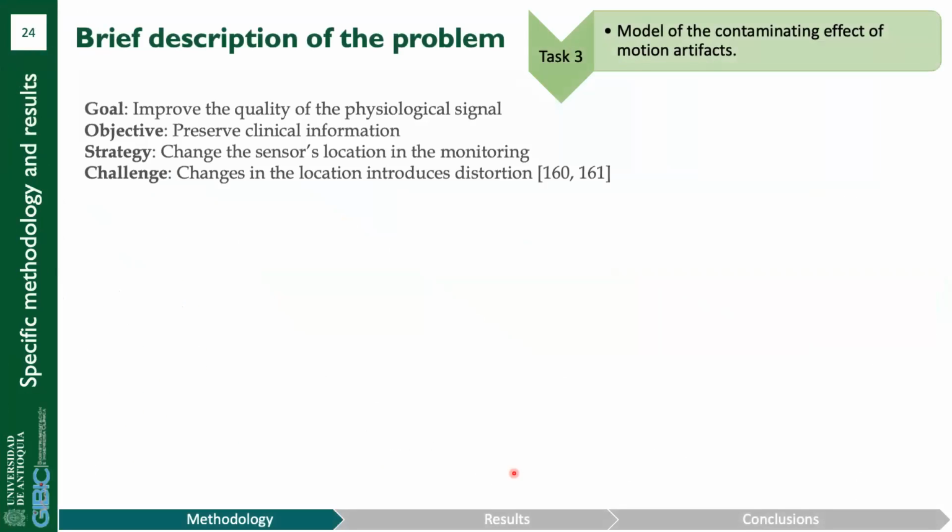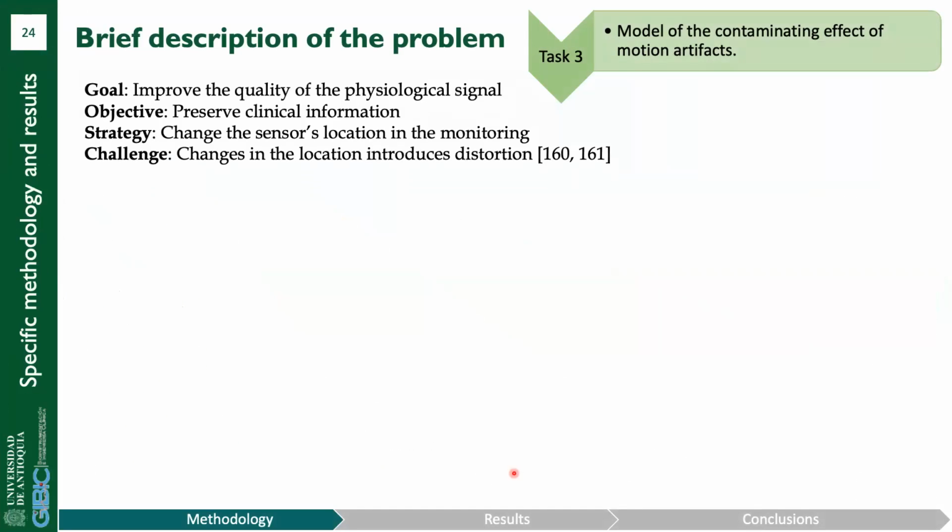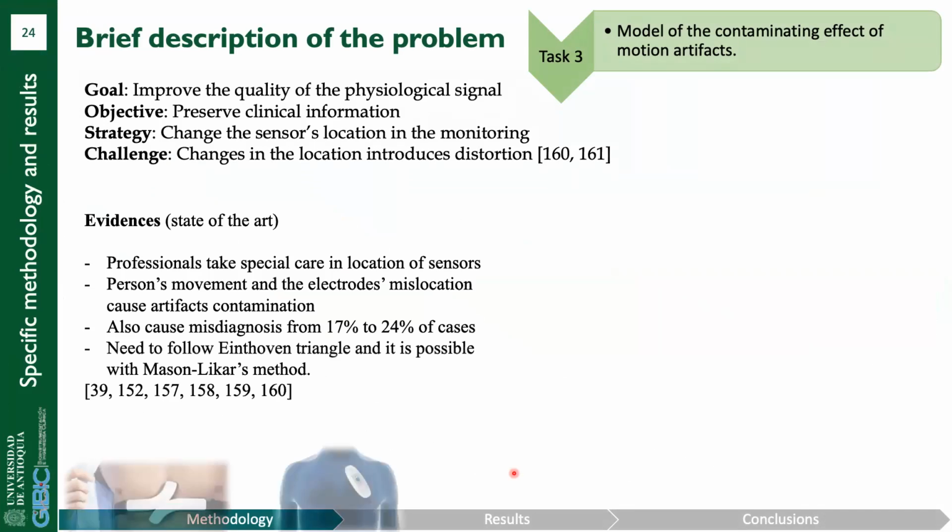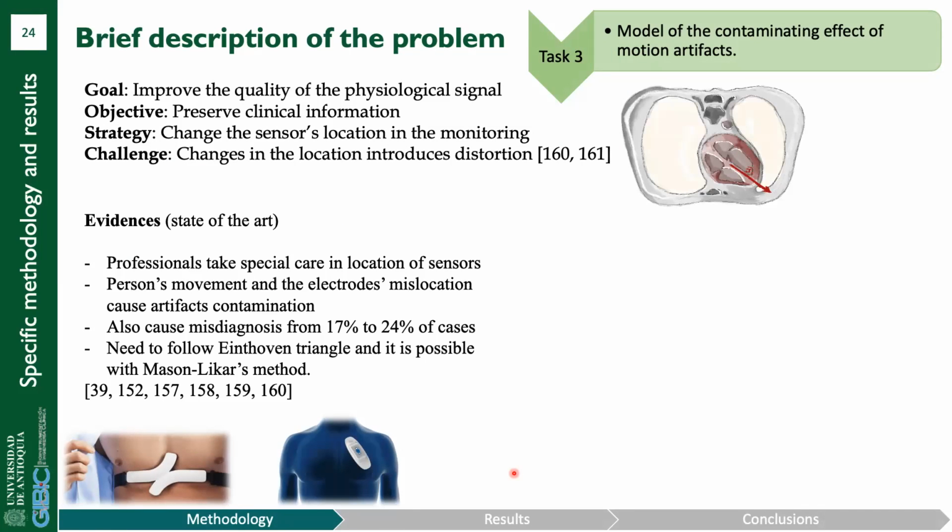Okay, let me begin with a brief description of the problem. The goal in this part of the thesis is to improve the quality of the physiological signal. The objective is to preserve the clinical information. The strategy commonly used in some research is to change the sensor location in the monitoring, but the challenge is that changes in the location introduce distortion into the signal. As evidence of this problem, we found that professionals take special care in the location of the sensors.